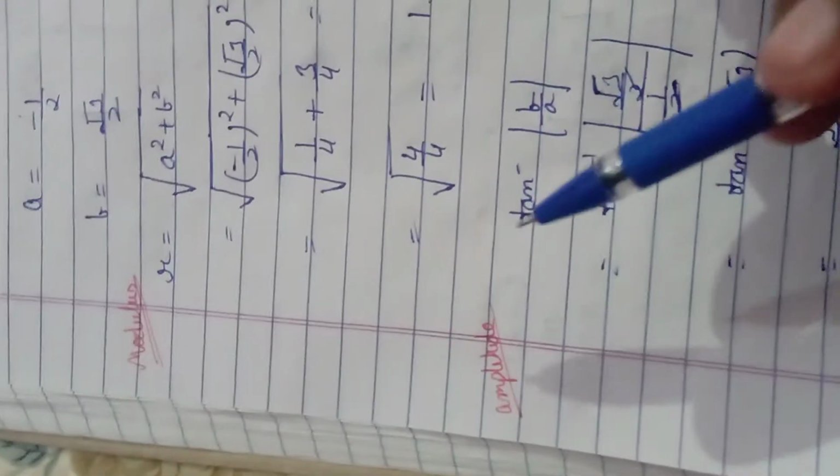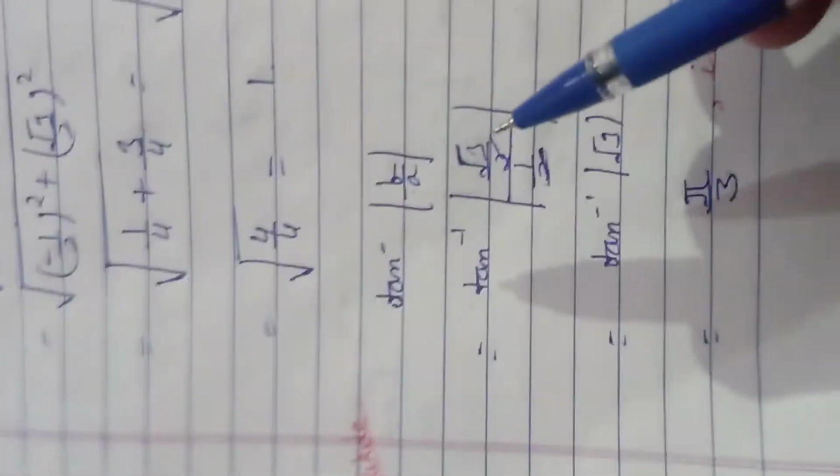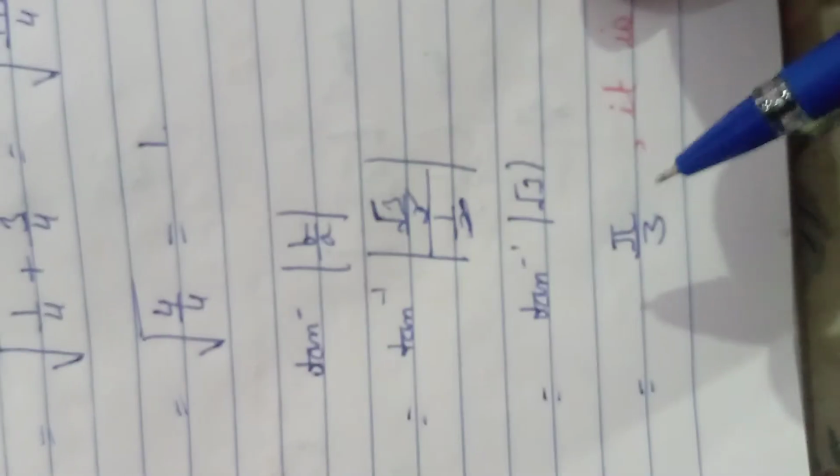We calculate now the amplitude. Amplitude is equal to tan inverse b by a, root 3/2 upon 1/2. We calculate pi by 3. You know that a is less than 0 and b is greater than 0, so it is in the second quadrant. So we will calculate pi minus pi by 3. This is 2 pi upon 3. This is the answer.